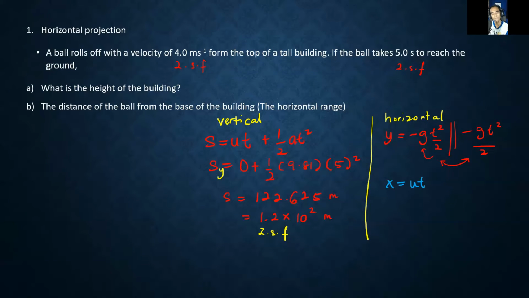Okay, so a equals 0. So s equals ut. Or in this case, since it's the x component, x equals uxt. Okay, you are correct. Actually, the concept is wrong, because when you say the horizontal acceleration will be equal to 0, there is no acceleration in the horizontal motion.